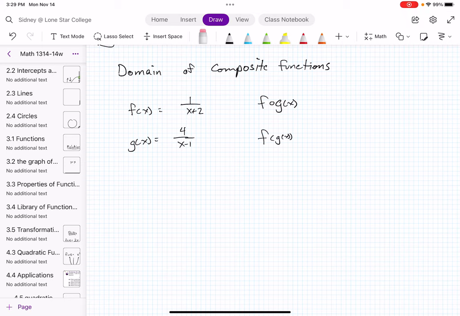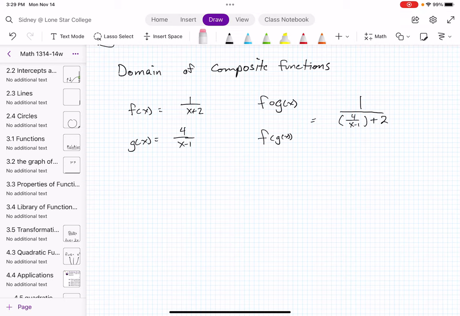So if I have these two functions, f of x and g of x, and I am going to find f of g of x, which could be written either of these two ways, f of g of x or f of g, I guess you say it the same way either way, but written differently. What is the domain of that function going to be? Well, if we start by writing it out, it is the f function, but instead of writing x right there, we're going to write the g function, which is 4 over x minus 1.